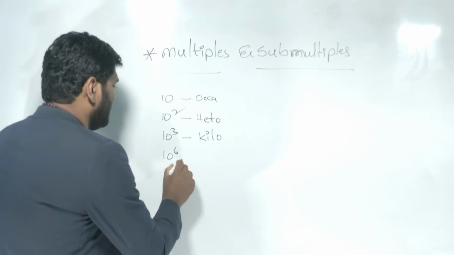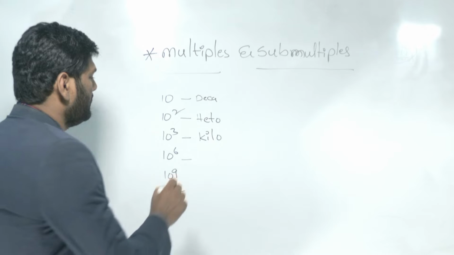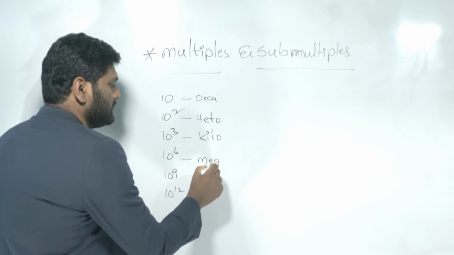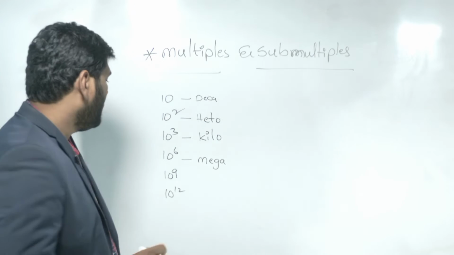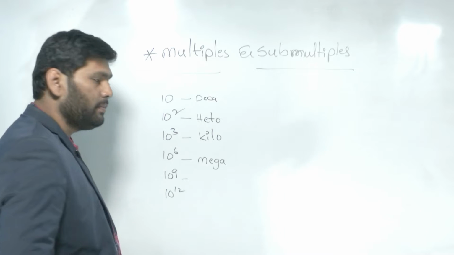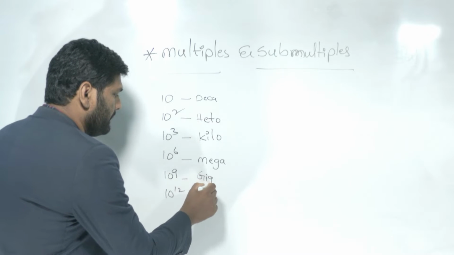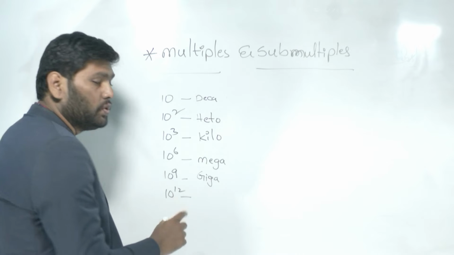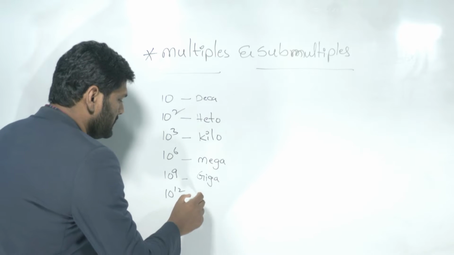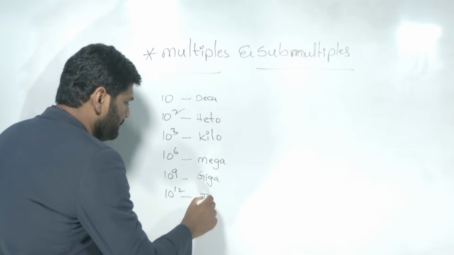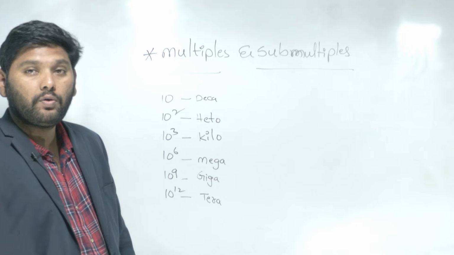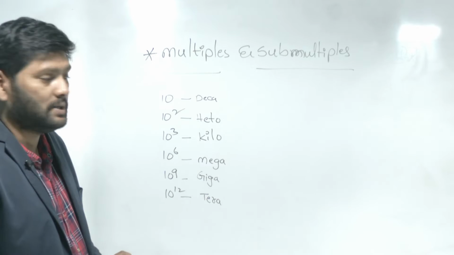And in a similar way, 10 power 6 means mega. 10 power 9 means giga. 10 power 12 means tera. These are the names.